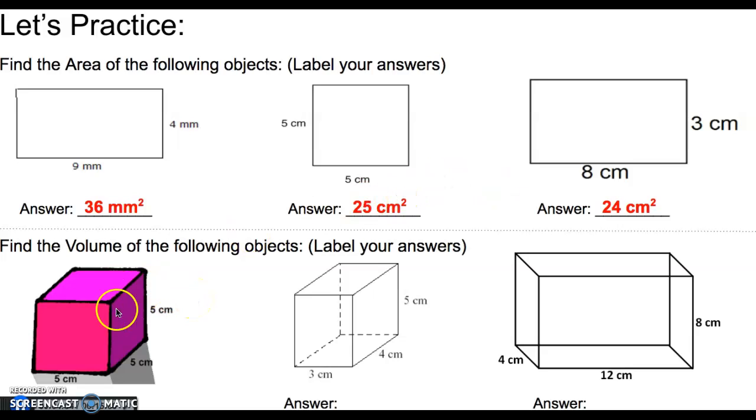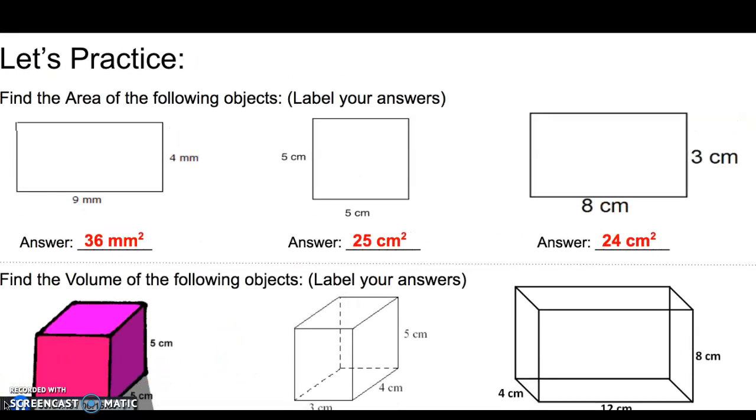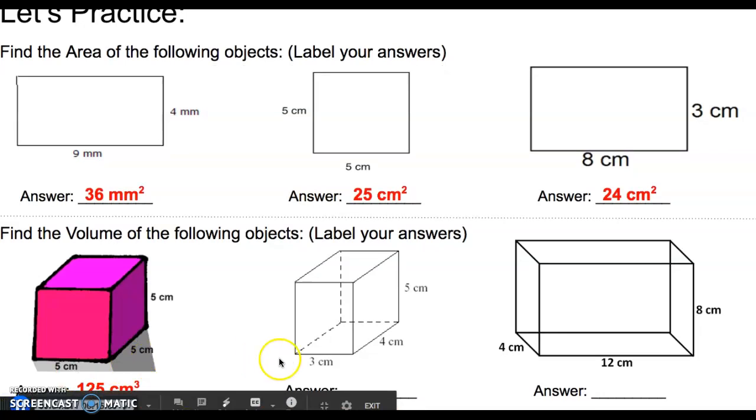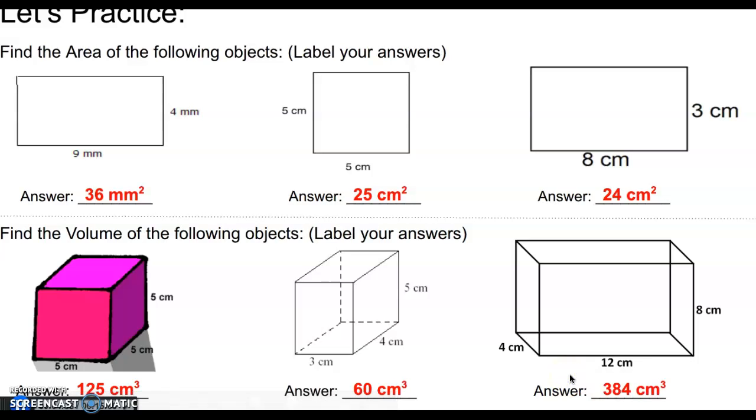Over here on this side, now we're doing volume. So now we're going to do length times width times height. So 5 times 5 times 5 is 125 centimeters cubed this time. So now you're going to cube it. Uh-oh, I moved that by accident. There we go. Now you're going to cube it. Then over here, 3 times 4 times 5, 60 centimeters cubed. And over here, 4 times 12 times 8, 384 centimeters cubed. How many of you got all those right? Hopefully a lot of us. All right. Good job.